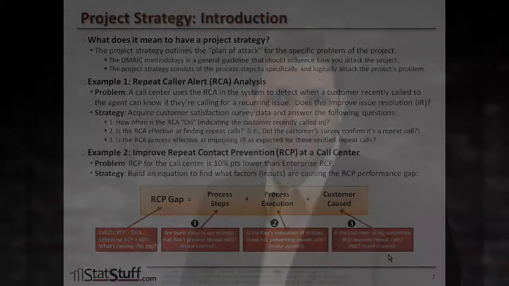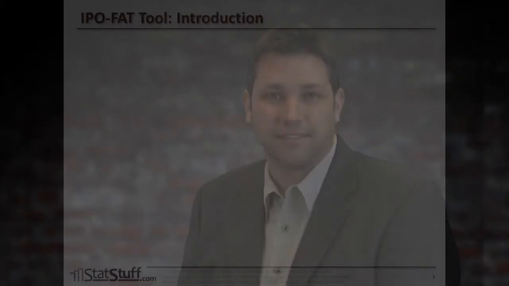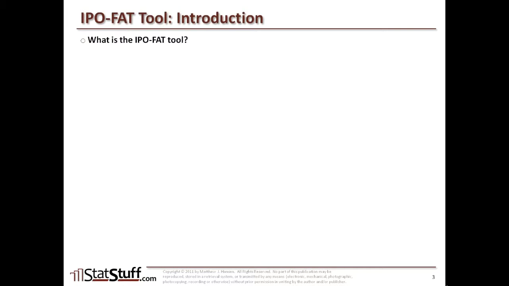An effective way to build a project strategy is to use an IPO FAT tool. So let's talk about what that is and how you can use it. Well, the IPO FAT tool is basically a method for looking at or evaluating a business area to see what potential opportunities there could be in that area.